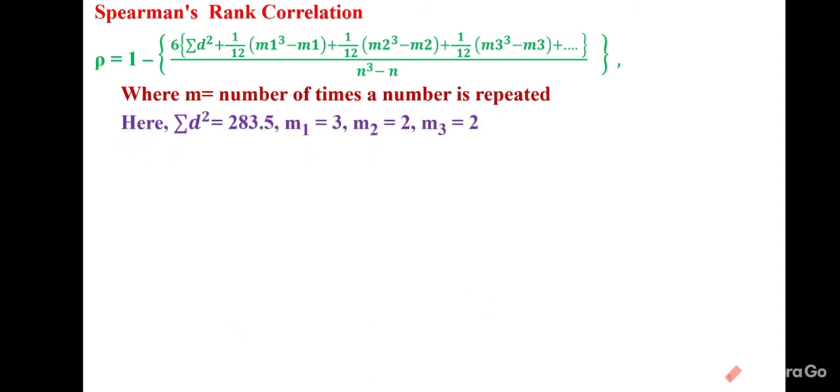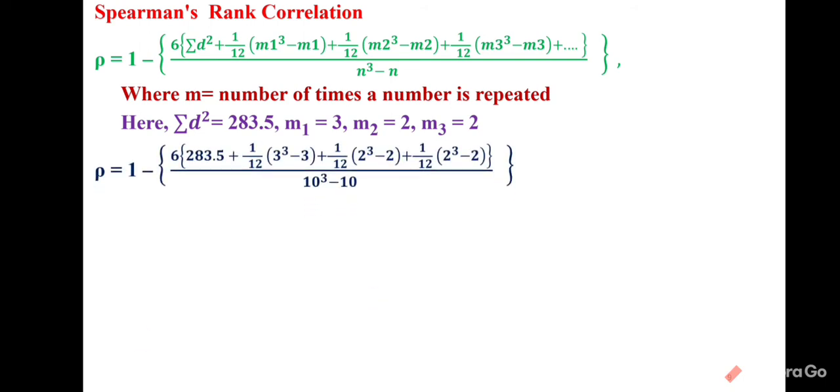Summation d square value is 283.5, m1 equals 3, m2 equals 2, m3 equals 2. In the previous slides, this was explained: how many times repeated will be considered. So these values will be substituted: 6 into 283.5 plus 1 by 12 (3 cubed minus 3) plus 1 by 12 (2 cubed minus 2) plus 1 by 12 (2 cubed minus 2).